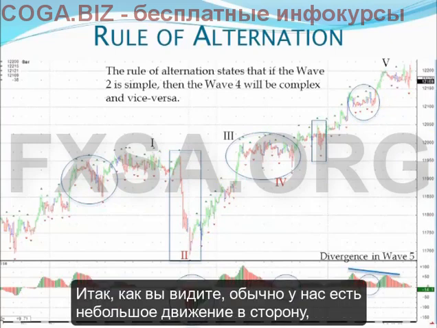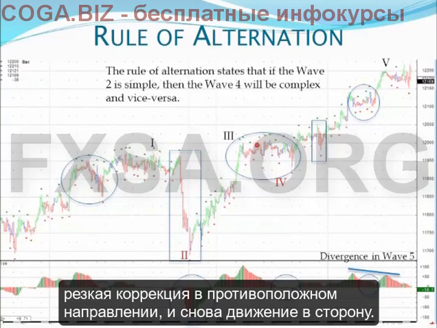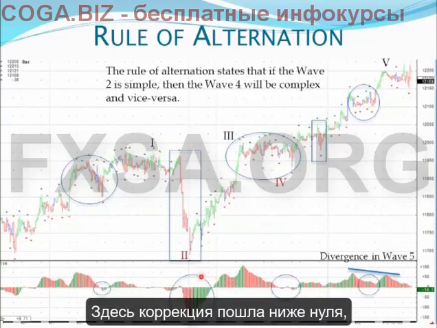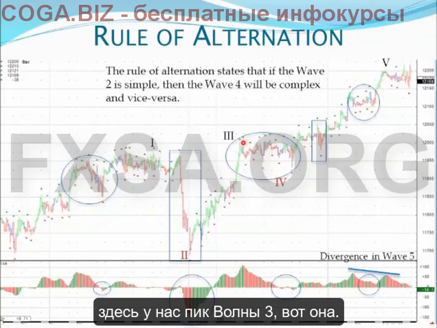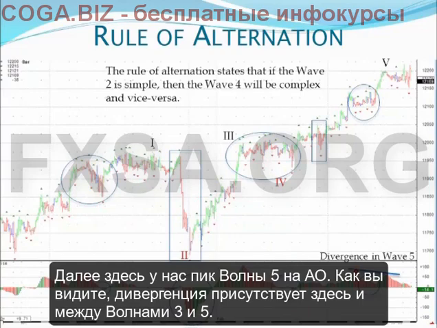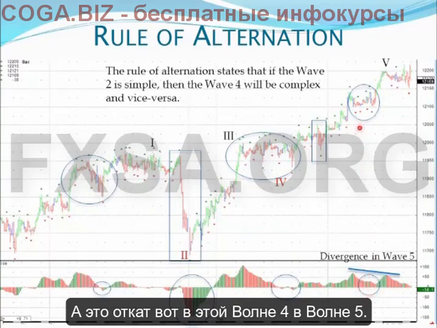So what you can see is typically we'll have a little sideways move, correction will go the opposite direction, sideways move. Here that correction went below 0. We have a peak of our wave 3 in here. That wave 4 crossed below 0. We then have wave 5 peak here on the AO. You see there's divergence there between 3 and 5. And this was your pullback of that wave 4 in the wave 5.